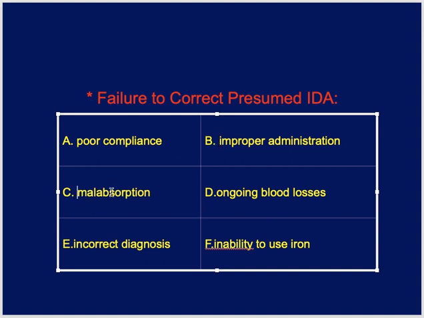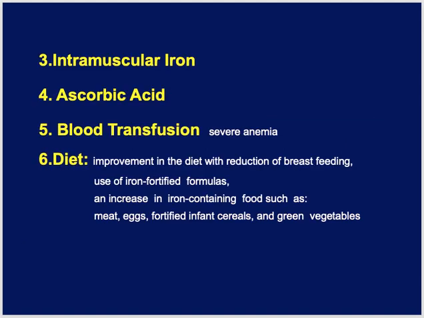Either the patient is having some malabsorption like celiac disease or inflammatory bowel disease, or there is some ongoing blood loss. So of course you have to investigate them more. Or maybe you did not make a correct diagnosis of IDA. Maybe the patient is having some other type of microcytic anemia like thalassemia. Okay, so these things are there.